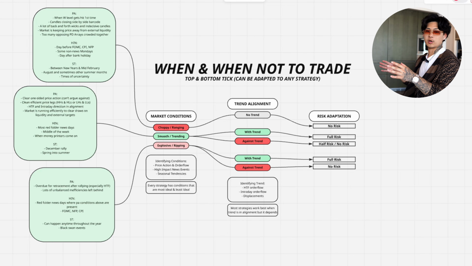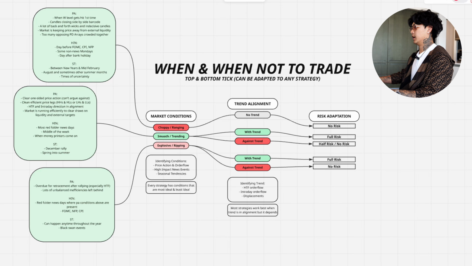Alright, so we're at the computer now, so let's go ahead and look at the actual presentation. You can see this here. This is when and when not to trade, and this is specifically going to be for my top and bottom tick strategy, but this can be adapted to any strategy.